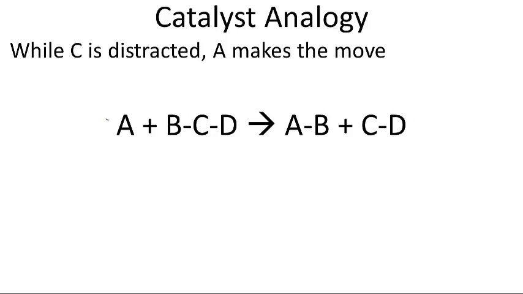And Bob's like, hey, Caroline's all distracted with Devon. That bond is weaker. So Amy swoops in, breaks the Bob to Caroline bond, and now Amy and Bob are together, and Caroline and Devon go off on their own. Of course they're still friends. All right. No, the crowd says no, they can't still be friends.